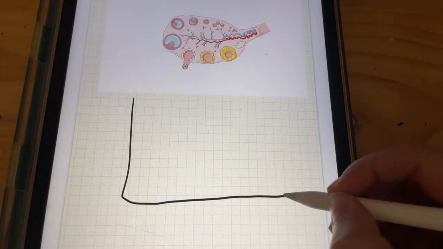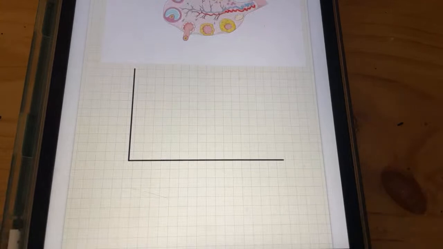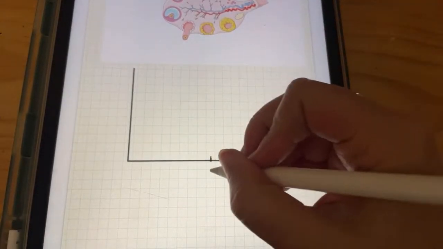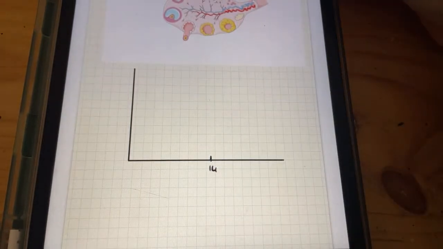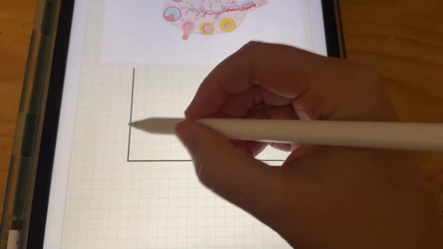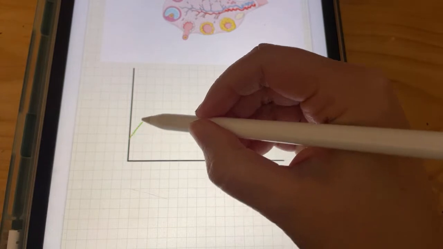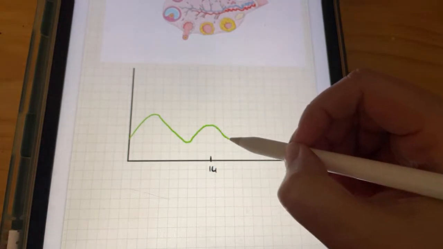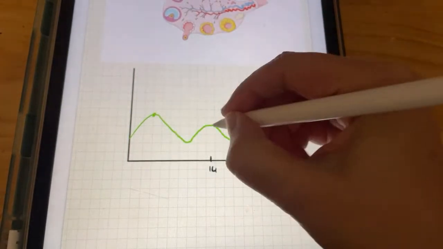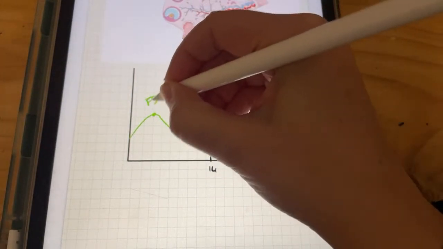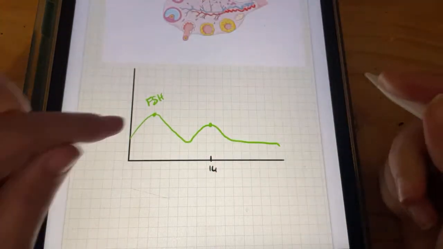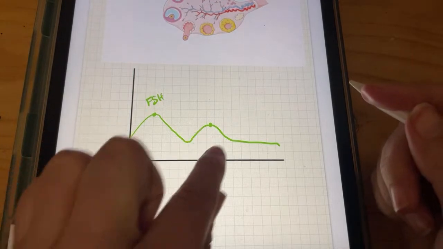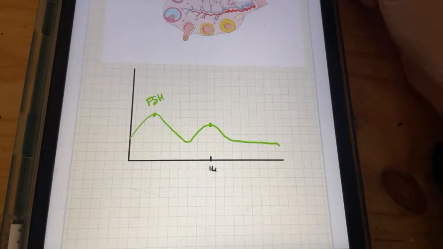So here is our graph. First things first, I'm just going to quickly put in day 14, because that's the most important day when we talk about these graphs. The very first hormone that's going to go up on the graph is always going to be FSH, and it's actually going to peak twice. FSH is always the first hormone to peak. It peaks once in the beginning and it peaks around day 14.